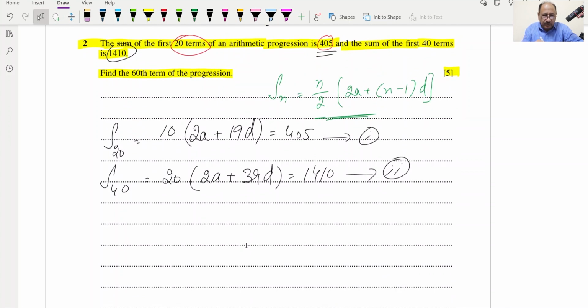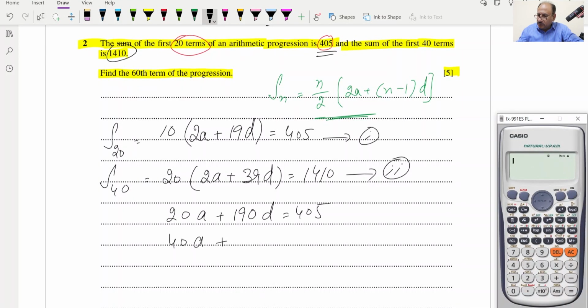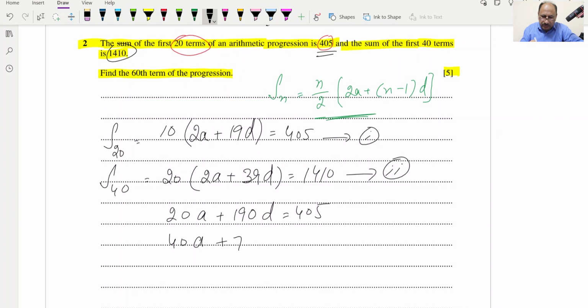So first, we'll open the brackets. If we open the brackets, equation 1 simplifies to 20a plus 190d is equal to 405, and equation 2 will be 40a plus 39 multiplied by 20, which will be 780d.